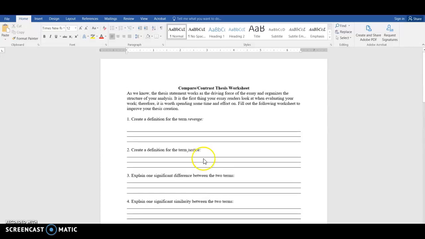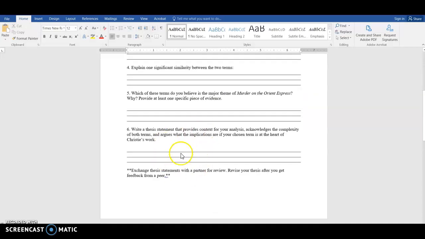So your homework is to complete this compare and contrast thesis worksheet, write your own thesis, post it to Canvas, and then bring your thesis to class tomorrow, as we're going to exchange these with a partner and get some revision suggestions, make them as clear and concise and fabulous as possible, so that when we get into our outlining work, you've got a solid basis to build from.